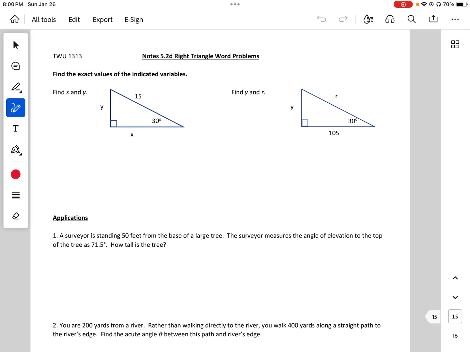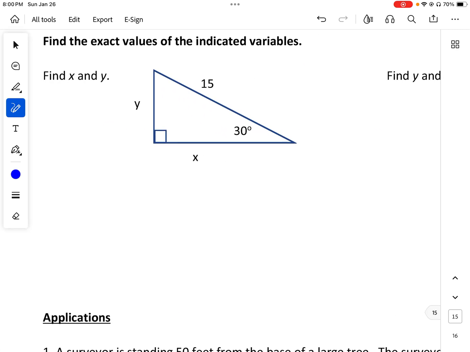Let's look at our last lesson for this chapter, 5.2. We are talking about right triangle word problems dealing with trigonometry. We were asked to find x and y. We know what theta is. Theta is the 30-degree angle. So this would be opposite, this would be adjacent, and this would be the hypotenuse. We're going to use two of our trig ratios in order to find the missing sides, x and y.